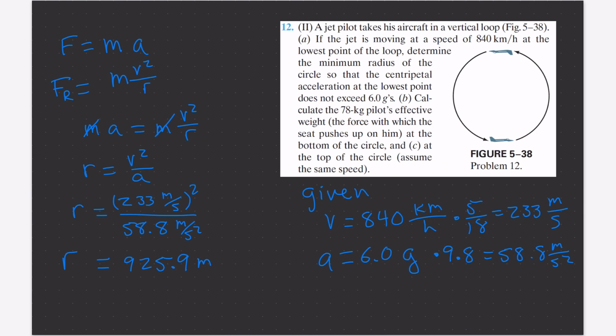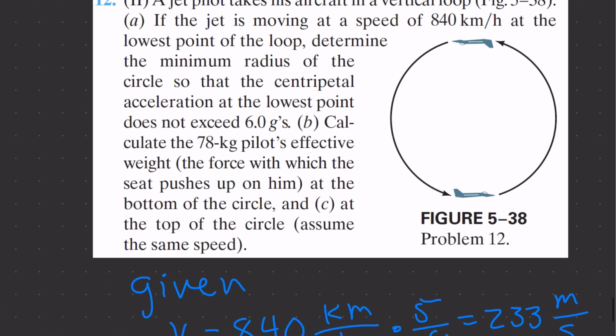It says, calculate the 78 kilogram pilot's effective weight, or the force that's being applied to him from the seat of his plane. All right, so let's zoom in here, because this is more of a conceptual problem. We know already based off of the math we just did that the centripetal acceleration that the pilot is going to be experiencing from the plane at this point, or really at any point, is going to be basically 6 Gs.